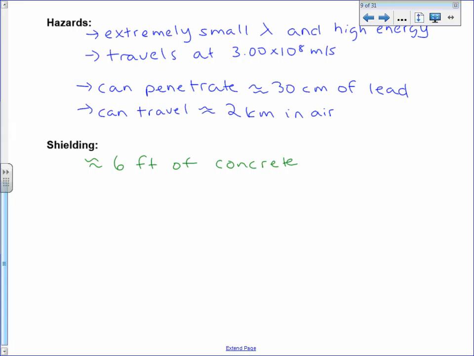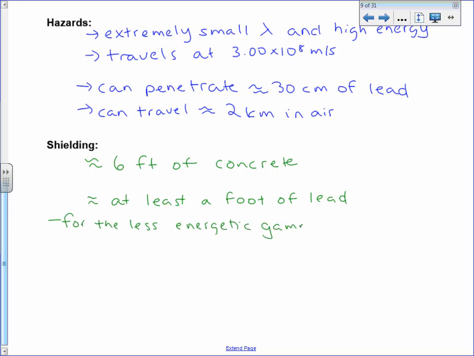So about 6 feet of concrete, or at least a foot of lead, for the less energetic gamma rays, smaller amounts of lead.